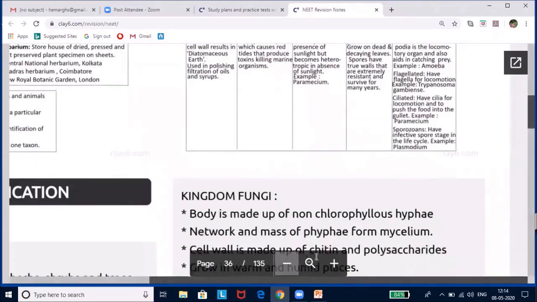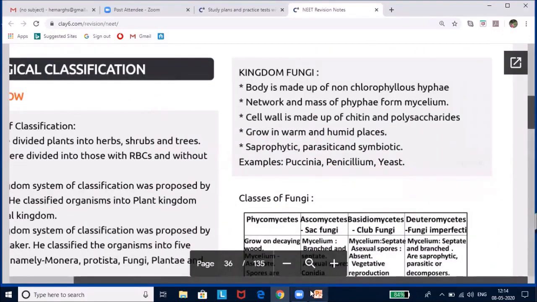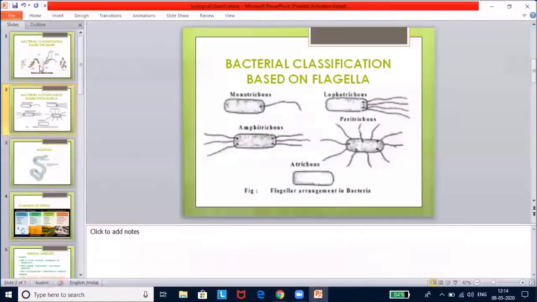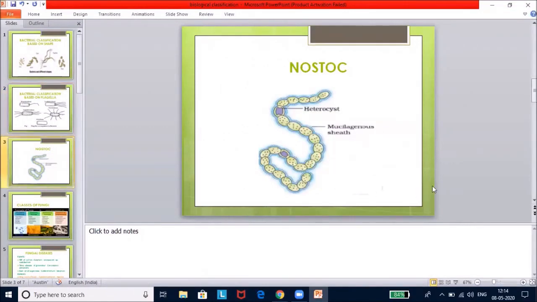Now, we have seen kingdom Monera and kingdom Protista. Now, let us look into kingdom fungi. But before that, let me show you one slide on Nostoc. If you look at the Nostoc here, they might ask you this diagram with choices A, B, and C to identify the name of the organism Nostoc. They can show you this cell and ask you to identify it as a heterocyst, and the sheath is a mucilaginous sheath, and they will also give the kingdom. So you have to identify the correct choice. This is very, very important.